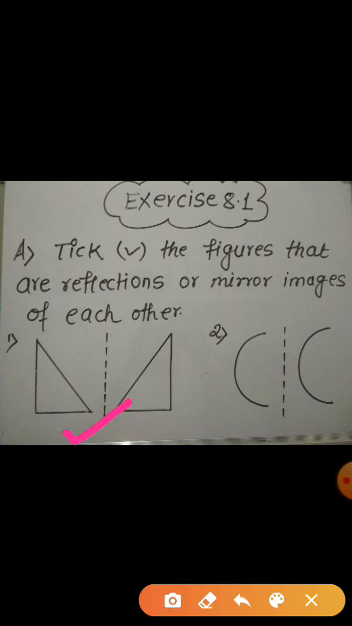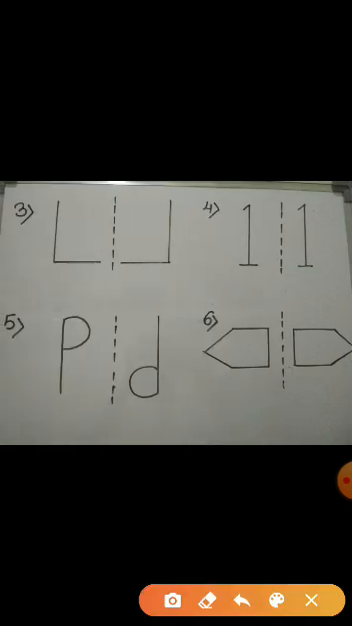Come to the second figure. Here both the figures are similar and they are the same in direction. So we cannot say that they are reflections. So they are not reflections or mirror images of each other. Now come to the third figure. Third figure as well, both the figures are mirror images of each other. So we can put a tick in front of this figure. Now come to figure number 4. Are they reflections of each other, or we can say, are they mirror images of each other? No, they are not mirror images of each other.